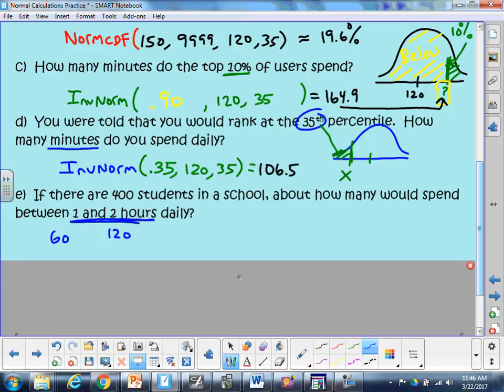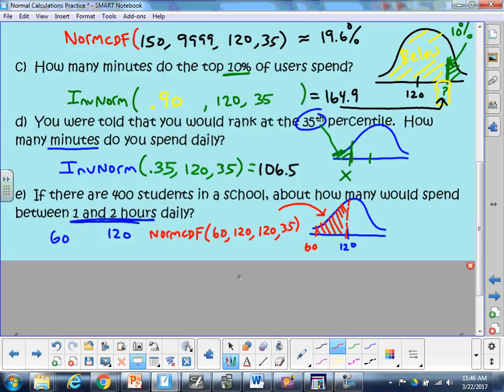So they're basically first asking us for, again, the mean was 120. They want to know, first off, what percentage of all people were between 60 minutes and 120 minutes. We'll find a percentage using the NormalCDF now. Okay, we're finding a cumulative area, right? NormalCDF between 60 minutes, 120 minutes, if the mean's 120 and the standard deviation's 35. So this is going to tell me what percentage of area is shaded there.